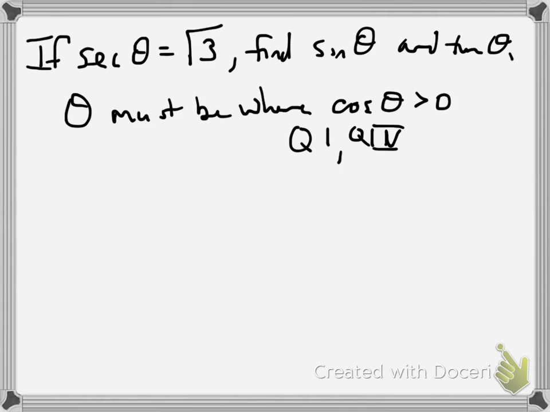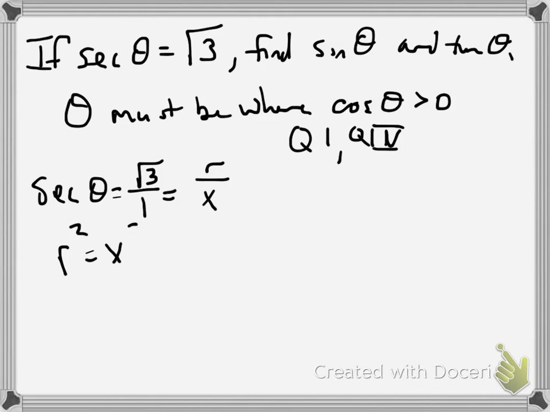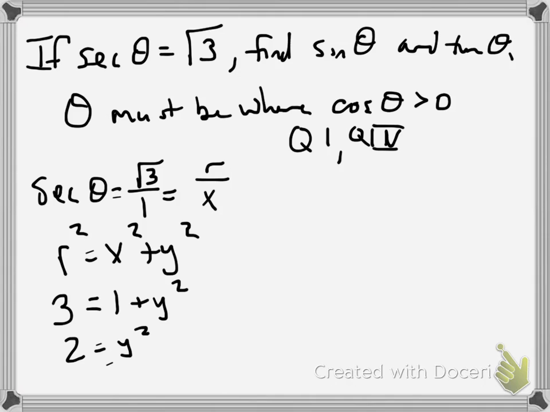So, let's start by coming up with what x, y, and r must be. If secant theta is root 3, then by definition, r has got to be root 3, and x has to equal 1. We can use that information and the Pythagorean theorem to figure out the value of y. So r squared is 3, x squared is 1, that makes y squared 2. So we take the square root of both sides. y can be either positive root 2 or negative root 2.